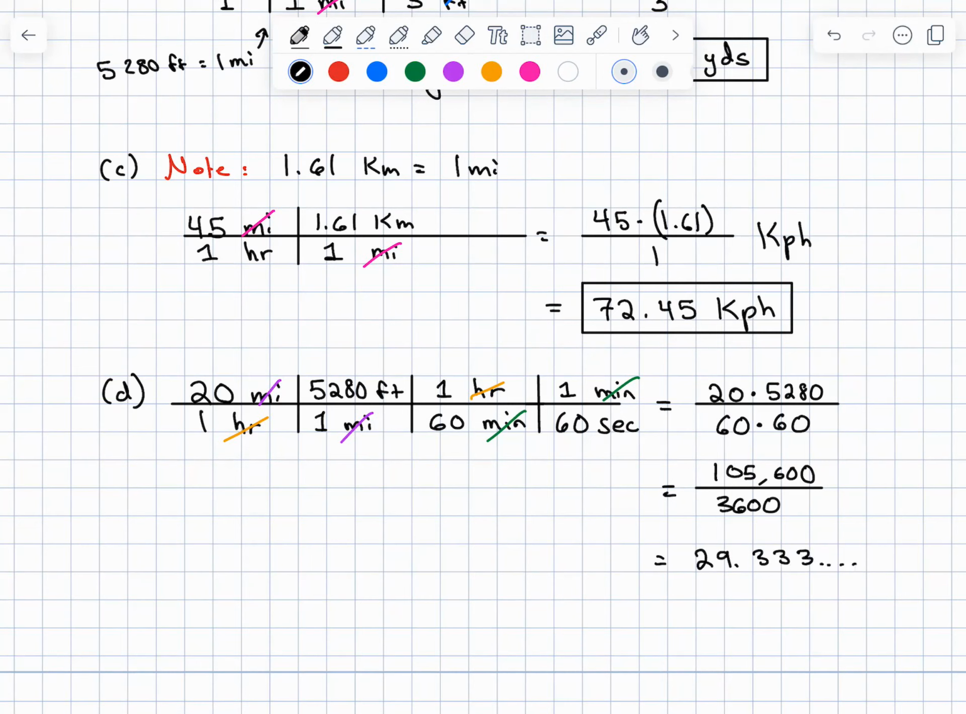29.333 repeating. So if we're going to approximate to 2 decimal places, to the nearest hundredth, we're rounding here. So we look at the number to the right of it. It is less than 5. So we will round down and write 29.33 feet per second. Any questions on that?